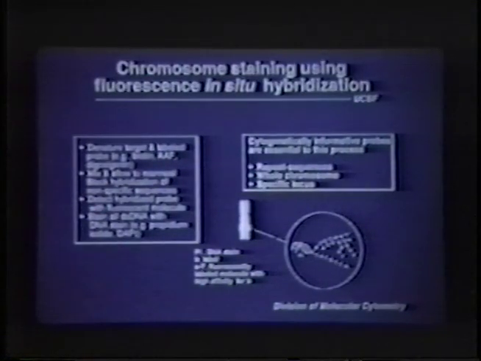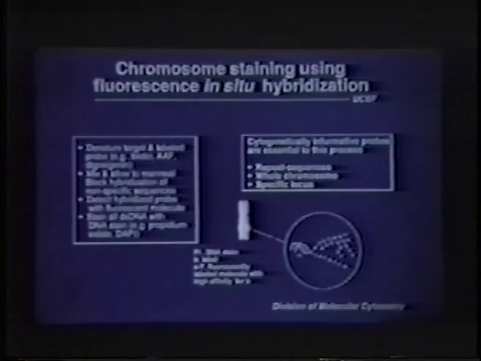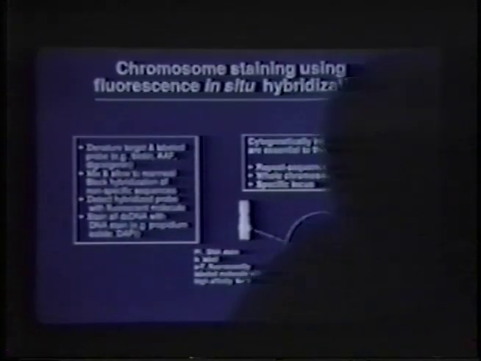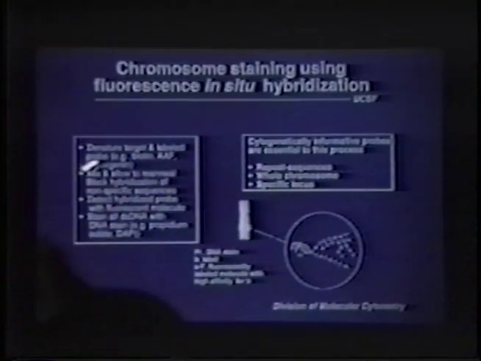What we're trying to do, as I mentioned earlier, is to stain specific regions of the genome using fluorescence in situ hybridization. And the approach here is to start by denaturing the DNA in the target cells or chromosomes so that it becomes single-stranded, and to react that with a suitably labeled nucleic acid sequence that is homologous to the region of the genome that you'd like to stain.